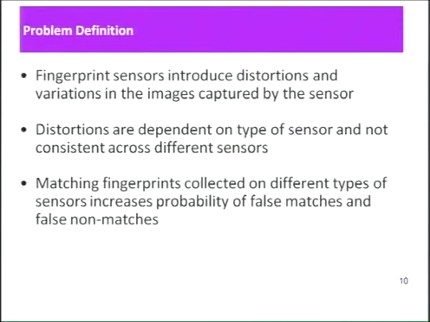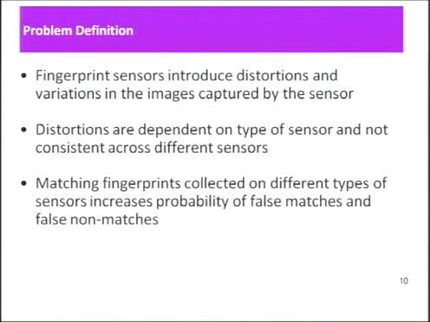So now, going into the problem definition of the research work that I performed, this was more related to interoperability of fingerprint sensors. Fingerprint sensors introduce distortions and variations in the images that are captured by the sensor. These distortions are dependent on the type of sensor, and they are not always consistent across all the different sensors. So an individual providing fingerprints on an optical, a capacitive, and a thermal sensor will not always provide the same type of fingerprints.